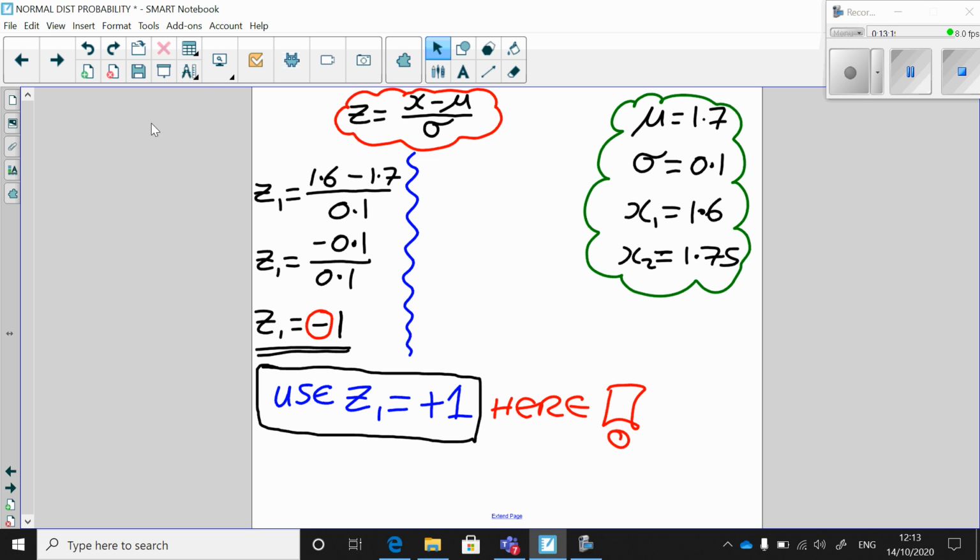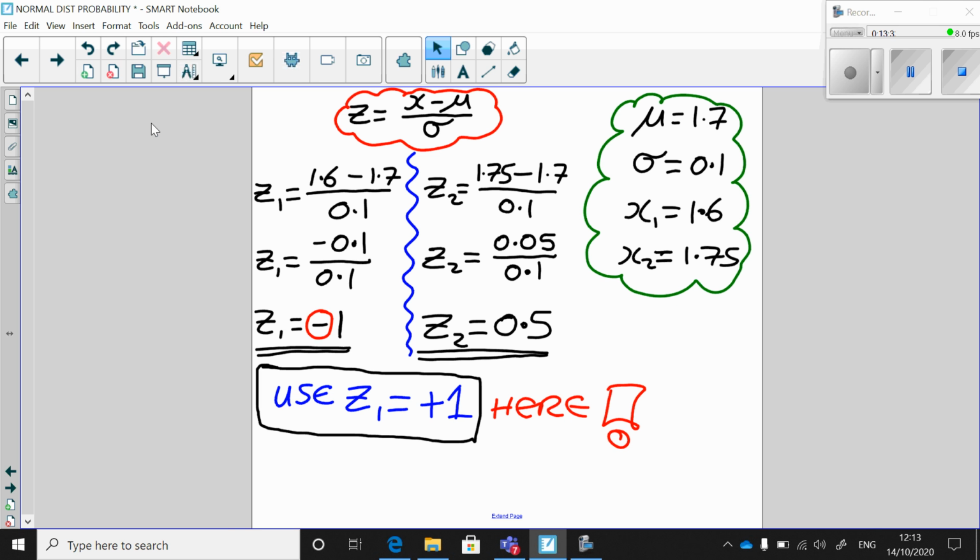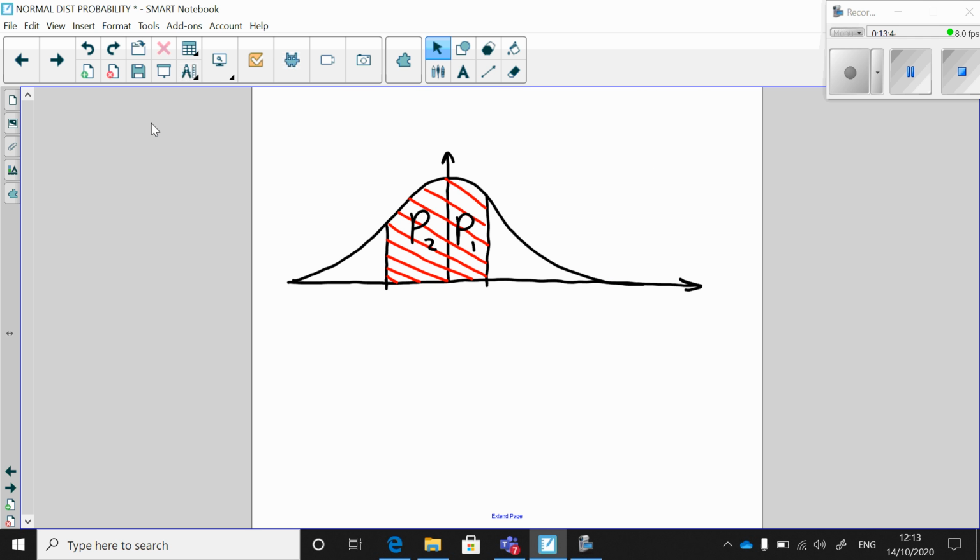Right, okay, we've got z1 there, positive 1, because our table only deals with 0 and positive values. Let's get z2. Let's pop it in, tidy it up, it comes up positive, that's fine. But we've got two z values here, so let's go and get the table. So z1 is positive 1, z2 is positive 0.5.